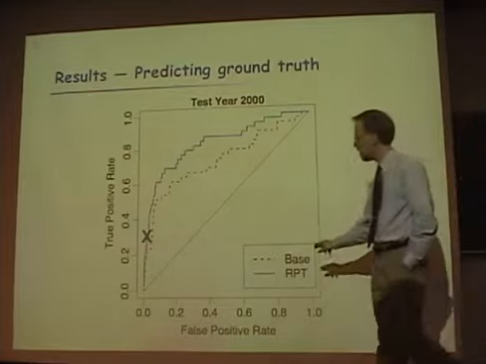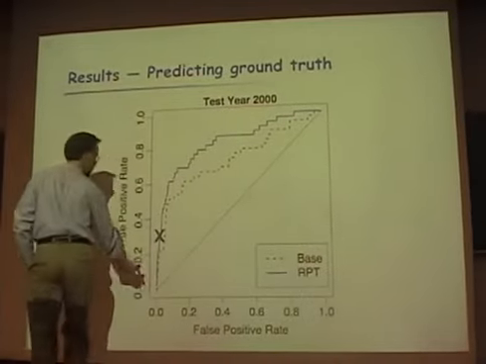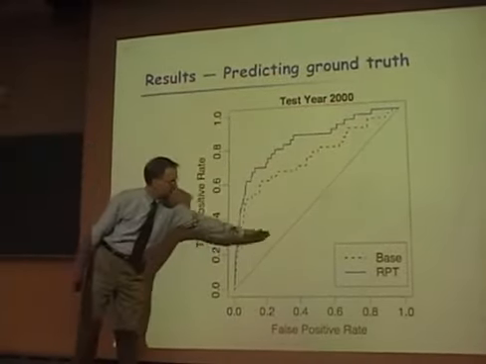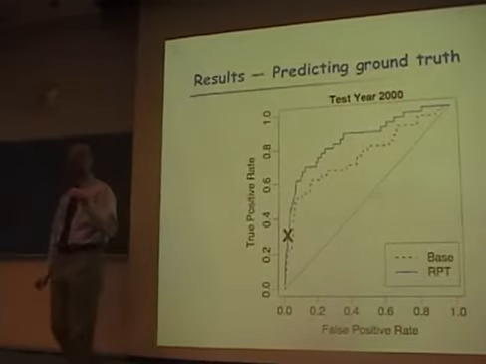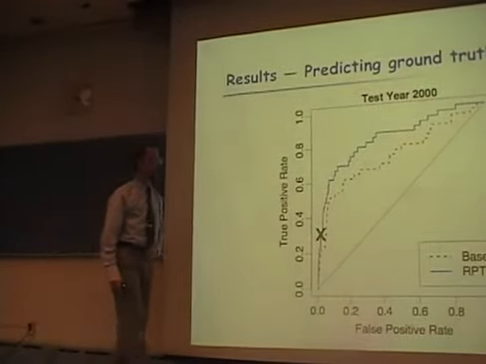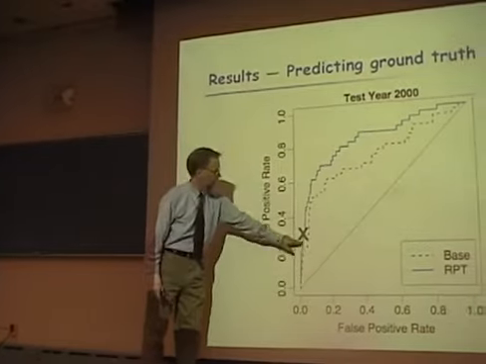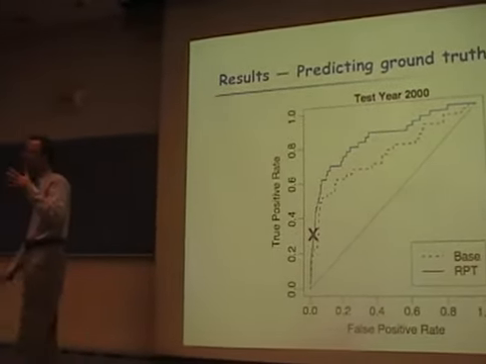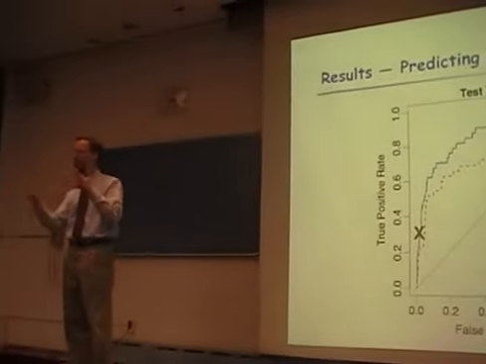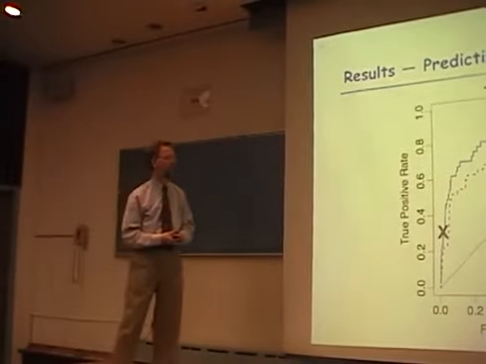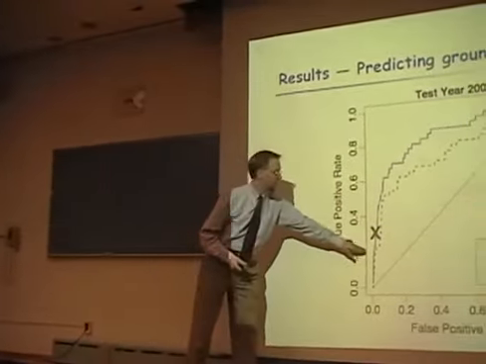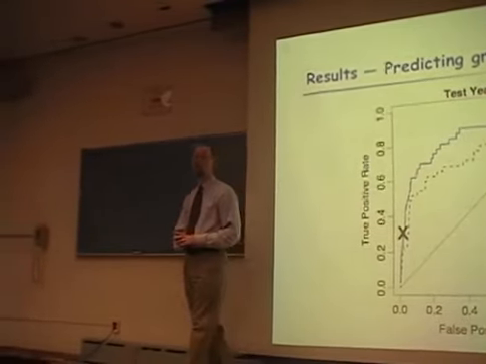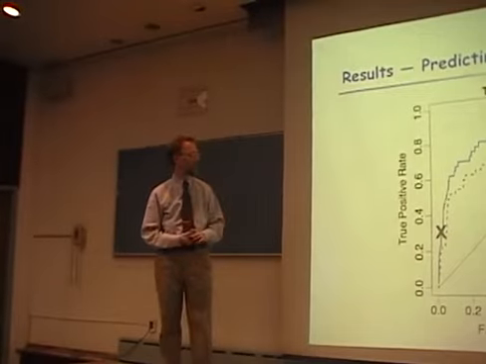What you'd like, of course, is a perfect ROC curve that would shoot all the way up here and then shoot over. The diagonal line is random performance, and we're doing better than random. The red dotted line is a base level classifier that basically does not use the innovations in relational learning that we've developed over the past several years. The blue line is what happens if you do use those: RPT, relational probability tree, the type of model I showed you a minute ago.